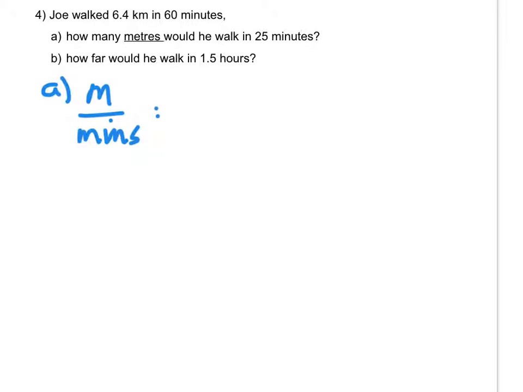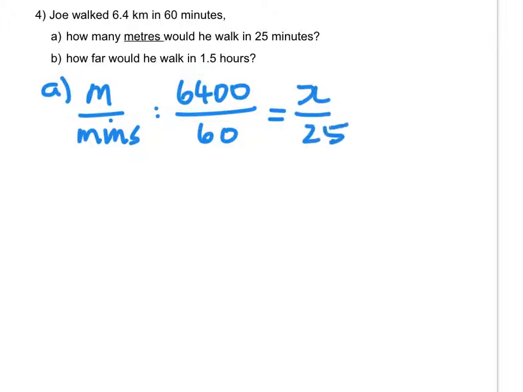All right? So what we're going to have is meters, 6,400, because there's 1,000 meters in a kilometer. 6,400 over 60 equals how many over 25? Okay, cross multiply and solve.